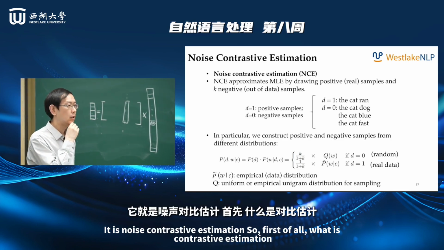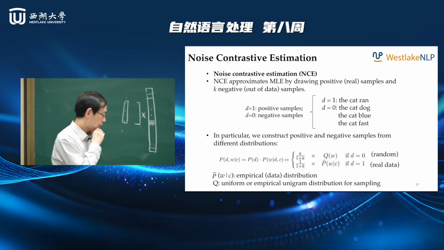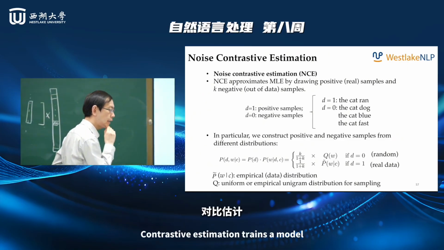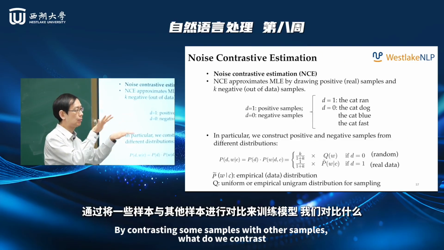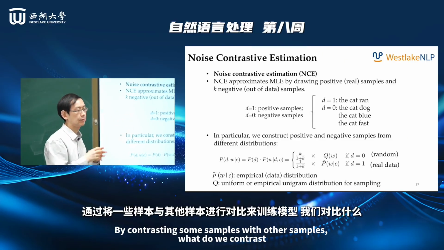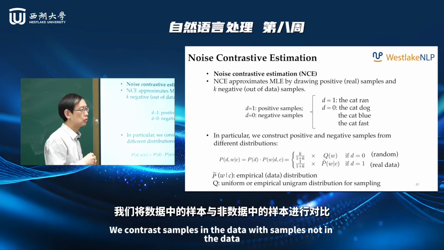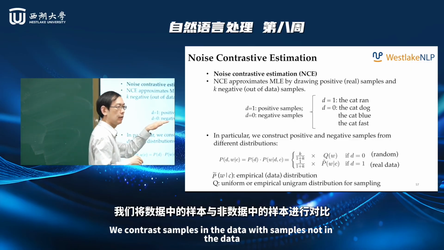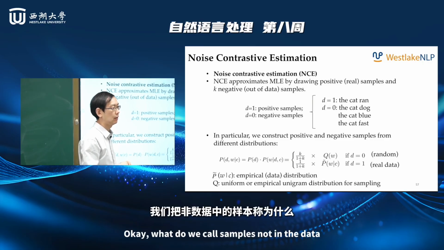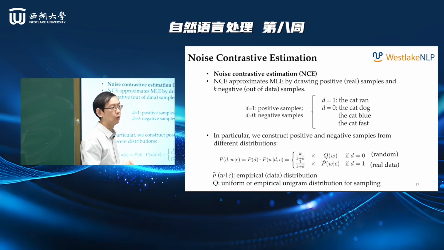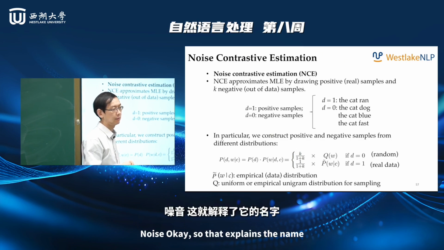So first of all, what is contrastive estimation? Contrastive estimation trains a model by contrasting some samples with other samples. What do we contrast? We contrast samples in the data with samples not in the data. What do we call samples not in the data? Noise. So that explains the name.